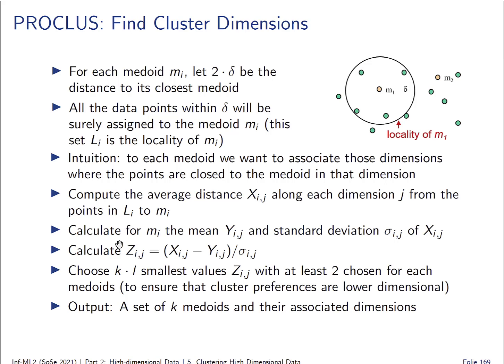Then we do another thing. For each medoid, the mean and the standard deviation of Xi are calculated. The mean is Y, and the standard deviation is sigma. And then we calculate this score Z, which is the difference between the actual average distance and the expected average distance, divided by the standard deviation. And that is actually the classical statistical normalization.